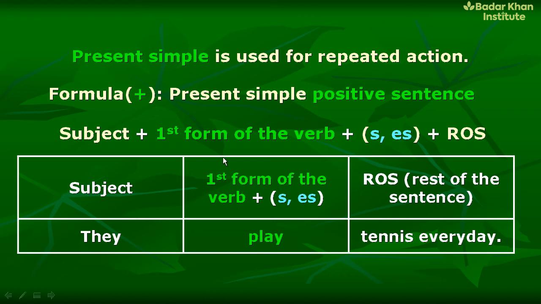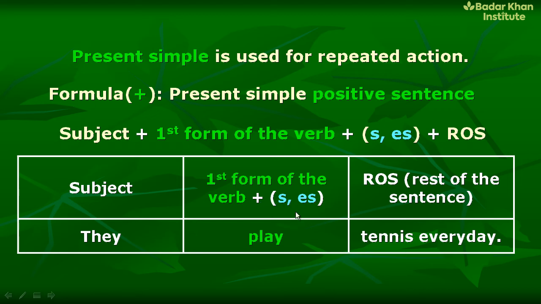What is the formula? Subject plus first form of the verb plus SES plus rest of the sentence. They play tennis every day. In this sentence, they is subject. Play is the first form of the verb and tennis every day is rest of the sentence.